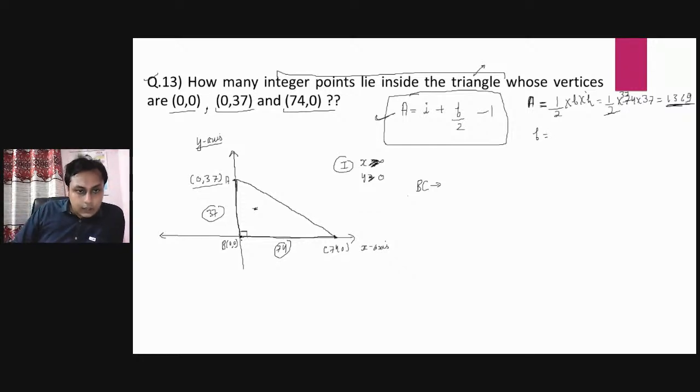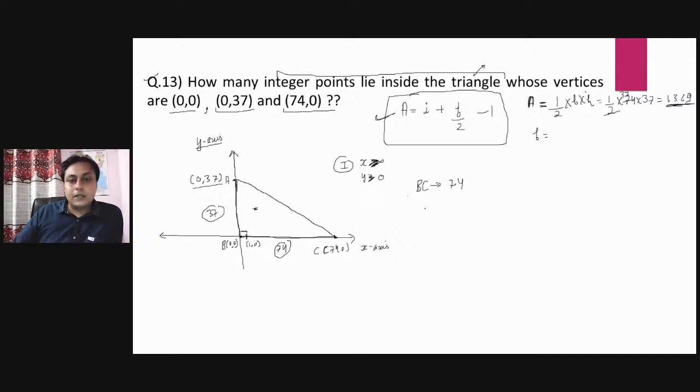This is (0, 0), the next integer point is (1, 0), next (2, 0), up to (74, 0). So the number of integer points on this side BC should be 74, except this (0, 0).